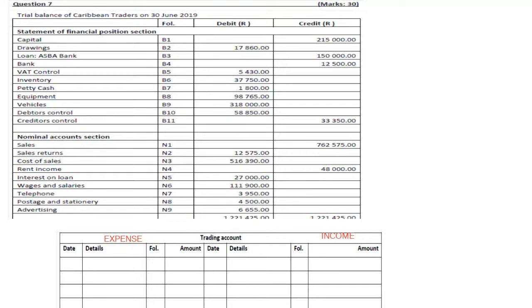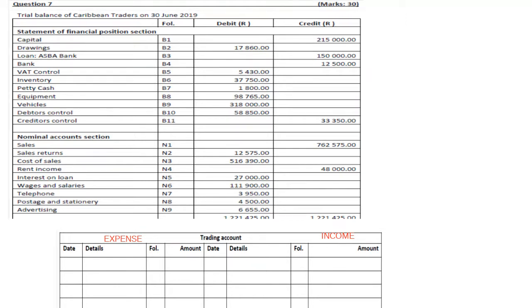You need to ask yourself, what are the sales to you? Sales are your incomes, so you will come to the credit side of the trading account and put sales. But make sure that sales are adjusted first. I'm going to show you now. I'm not going to put the date, guys, for now. I'm just going to write here: Sales.